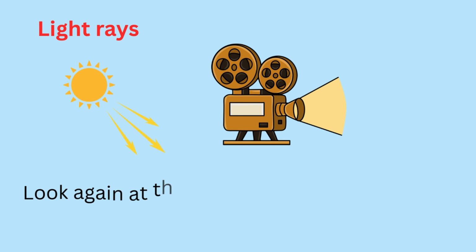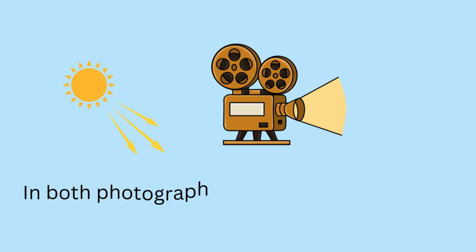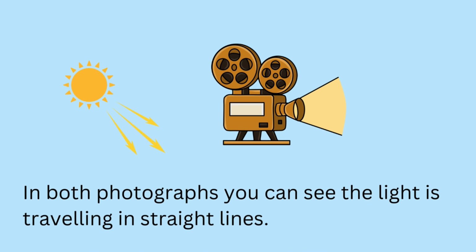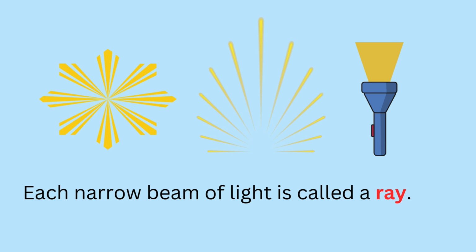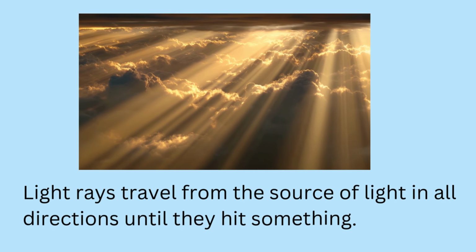Look again at the photographs of light traveling from the sun and the film projector. In both photographs, you can see the light is traveling in straight lines. Each narrow beam of light is called a ray. Light rays travel from the source of light in all directions until they hit something.